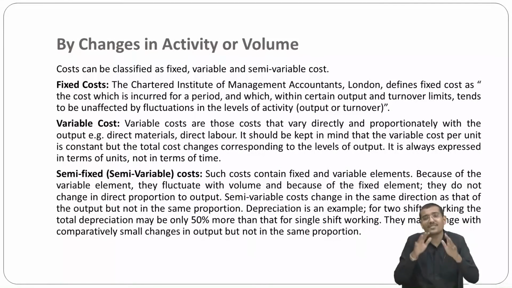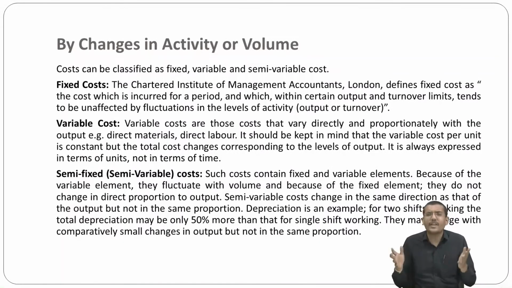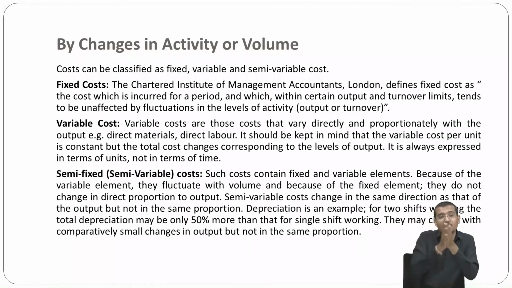Then the semi-variable or semi-fixed cost. Such costs contain fixed and variable elements also. Because of the variable elements, they fluctuate with the volume in the units. And because of the fixed element, they do not change in direct proportion to output. So the semi-variable cost changes in the same direction as that of the output changes, but not in that same proportion.